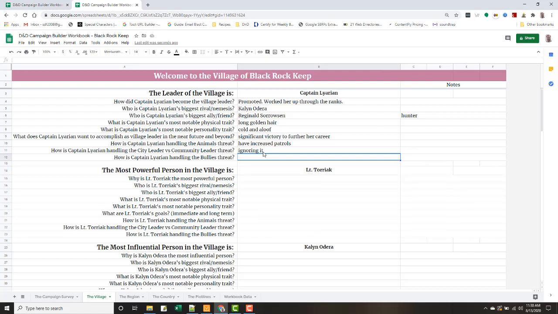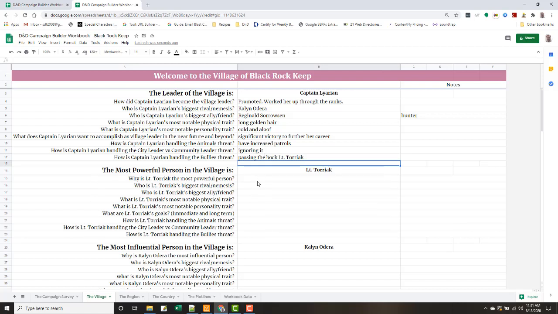And then how is she handling the bully's threat, which is tied to this? This is reports that the town's guard are being coercive, being thieves, being ill-tempered and causing concern in the village itself. And she keeps passing the buck to Lieutenant Toriak. Basically, anytime a report lands on her desk that she needs to deal with about this topic, she's like, Toriak, this is your job to take care of. And keeps passing the buck down to him.